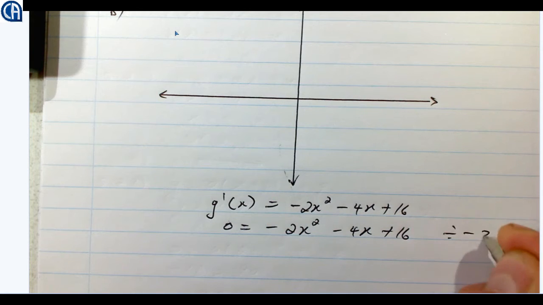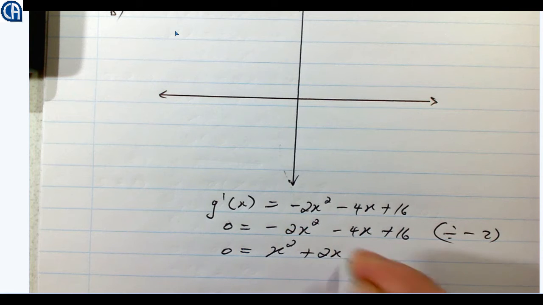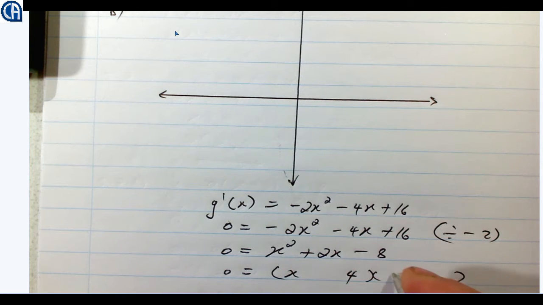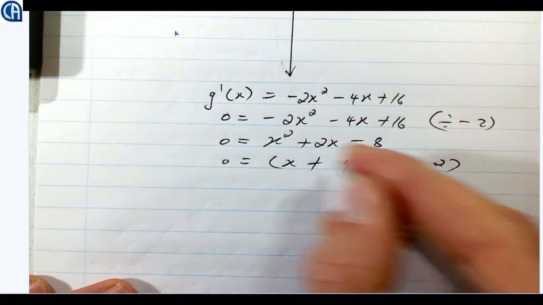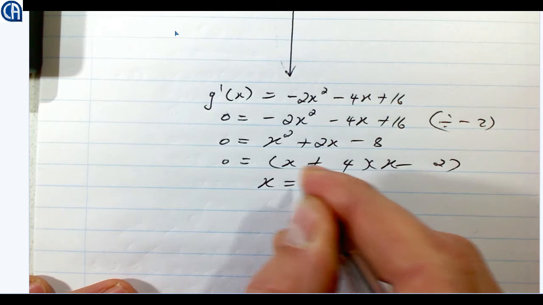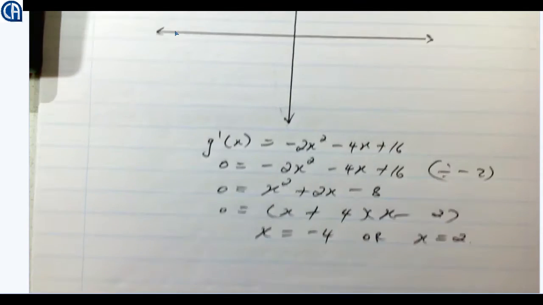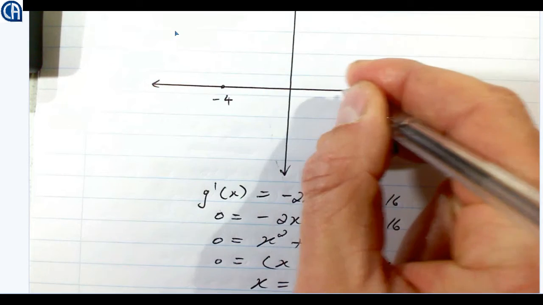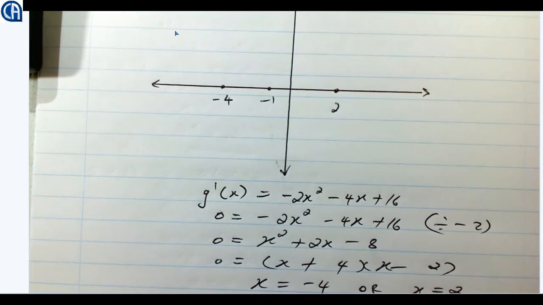Divide by negative 2. So that would be x squared plus 2x minus 8. Let's factorize that. The factors are 4 and 2, so it's a plus there and a minus there. So x equals minus 4 or x equals 2. Those are the turning points, minus 4 and 2. And we know that the point of inflection is at minus 1.